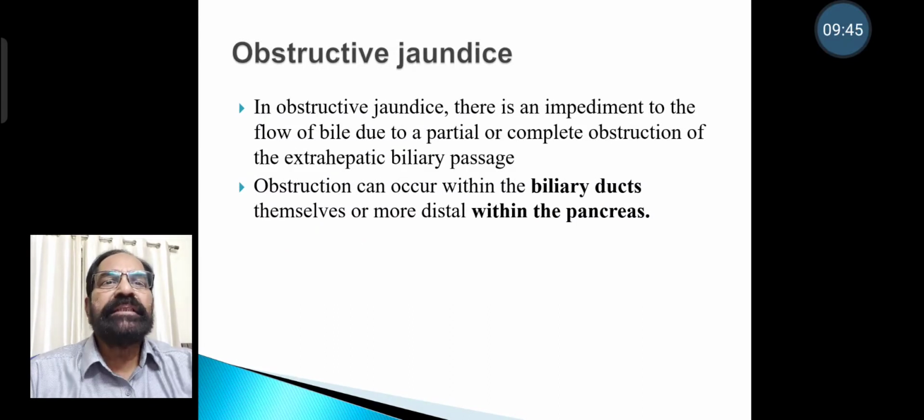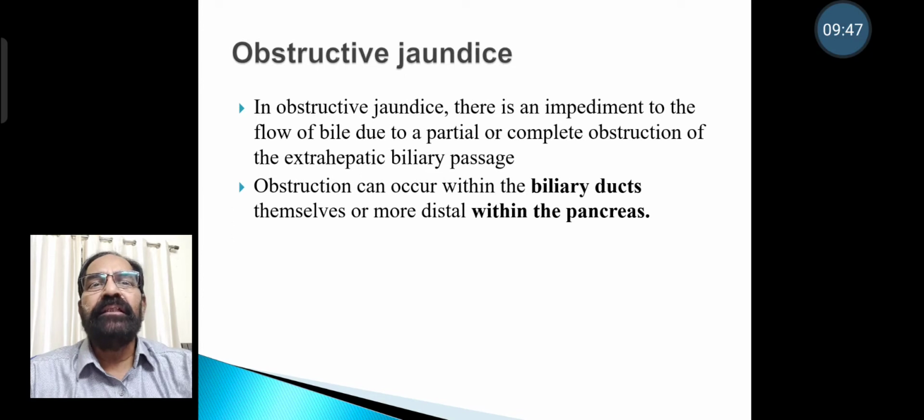In obstructive jaundice, there is impediment to the flow of bile due to partial or complete obstruction of the extrahepatic biliary passage. Obstruction can occur within the biliary ducts themselves or more distally within the pancreas.